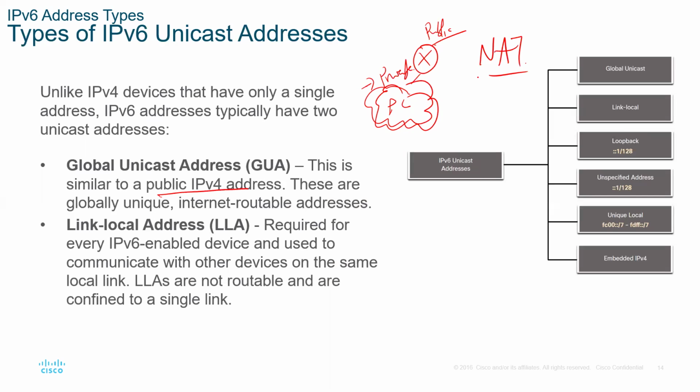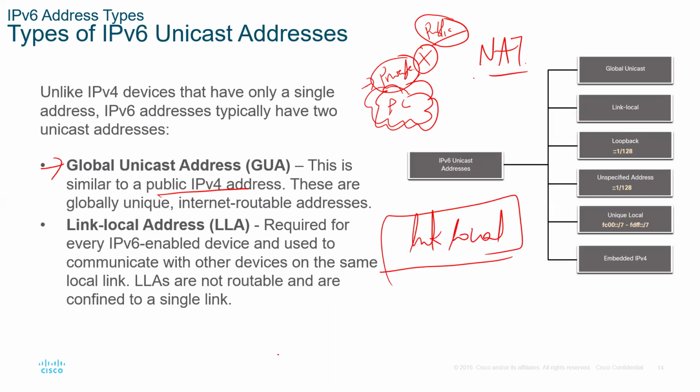With IPv6, one of the advantages is we don't have to use NAT. Why? Because we have two addresses in IPv6. One address is the GUA, which is similar to a public address, which we can use to communicate over the internet. The other one is called the link local address, which is similar to a private address, which is used on a local link.